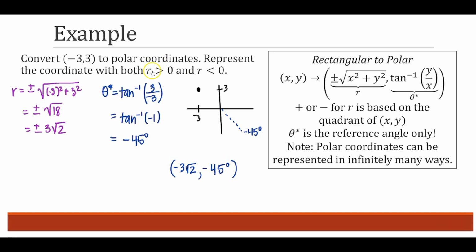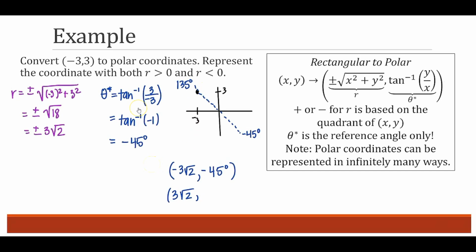Well, if I want to use r greater than 0, if I want to use the positive directed distance, 3 radical 2, then I'm actually going to need to know, well, what is this angle here that's directly across from -45 degrees? Well, in degrees, that's 135 degrees. So basically, this was our reference angle. If I make it positive, this angle here is 45. So I did like 180 minus 45 degrees. That got me to 135 degrees. Or again, in radians, that would be 3 pi/4. So I'll stick with degrees and write 135 degrees.